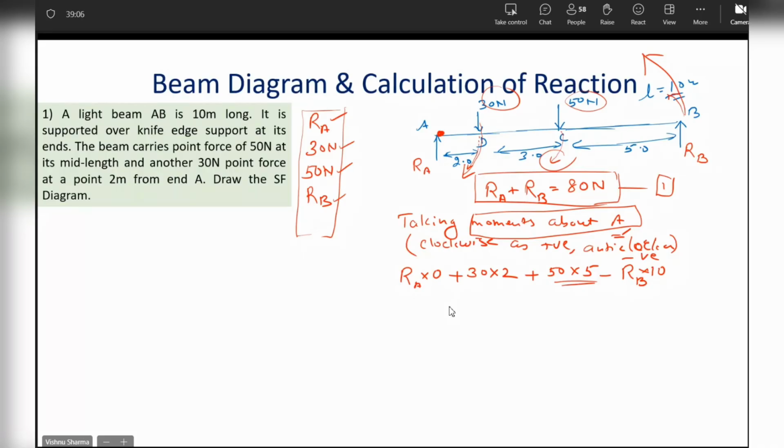But if my beam is not rotating, what does it mean? If my beam is not rotating about point A, it means the algebraic sum of all the moments about point A is zero. That means this has to be zero because the beam is not rotating. Do you agree with me? Now I have made an equation. First I wrote the moments and now I have made it an equation by equating it to zero. Yes or no?